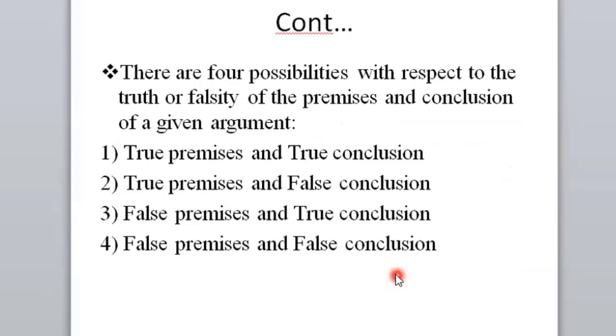In general, in evaluating arguments, we have four possibilities with respect to the truthfulness and the falsity of the premises and the conclusion of the given argument. The first possibility is that we may have true premises and true conclusion. And the second possibility is that we may have true premises but a false conclusion. This is the exception. It is always invalid.